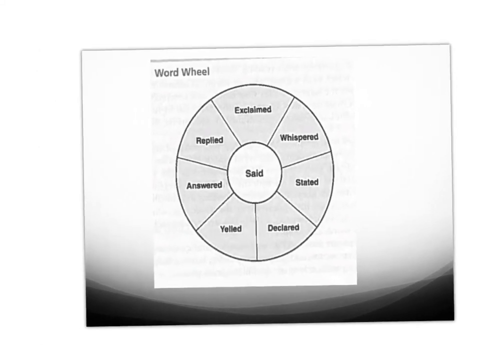This is a word wheel. So you give the main word right there in the center. And then these are words that would be elicited by your students and then talked about how they differ.